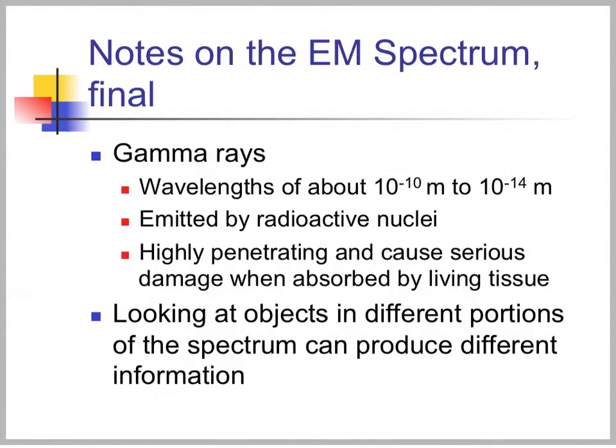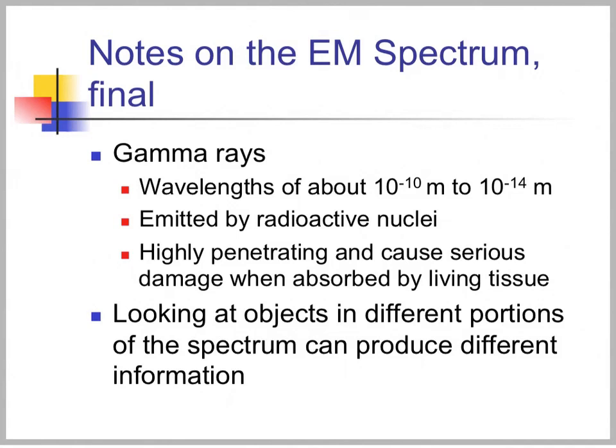And finally we get gamma rays, which are wavelengths from 10 to the minus 10 up to 10 to the minus 14 and higher. And those are things that may be emitted by radioactive nuclei as they break apart. Gamma rays are very highly penetrating, they carry a lot of energy, and they can do serious damage when absorbed by living tissue.